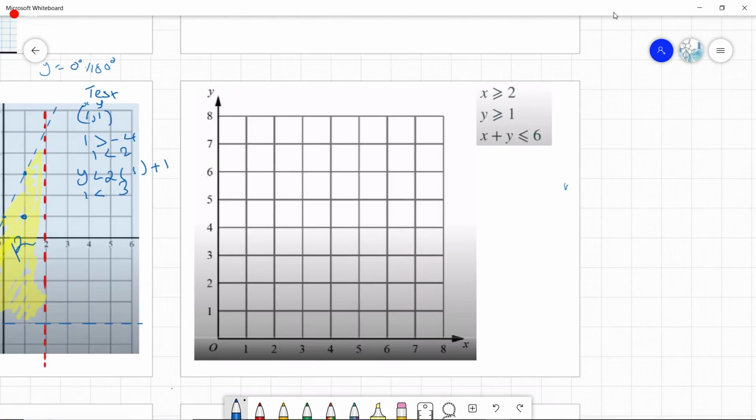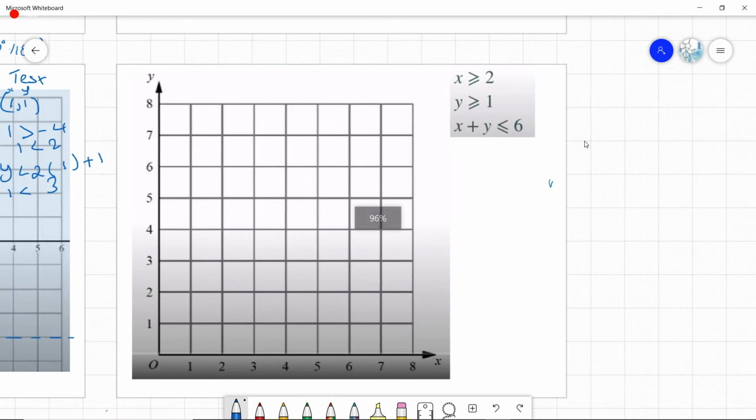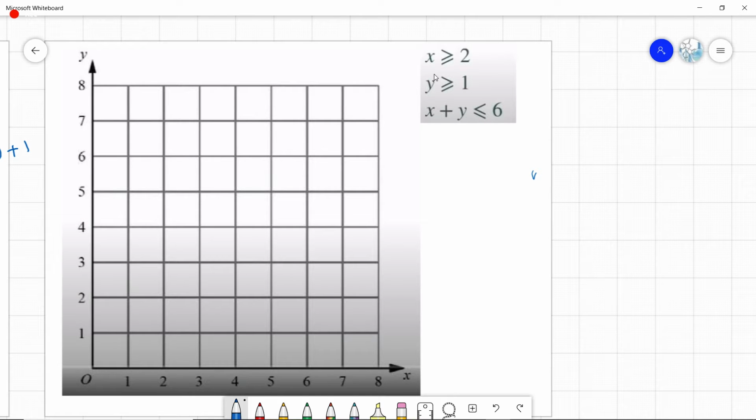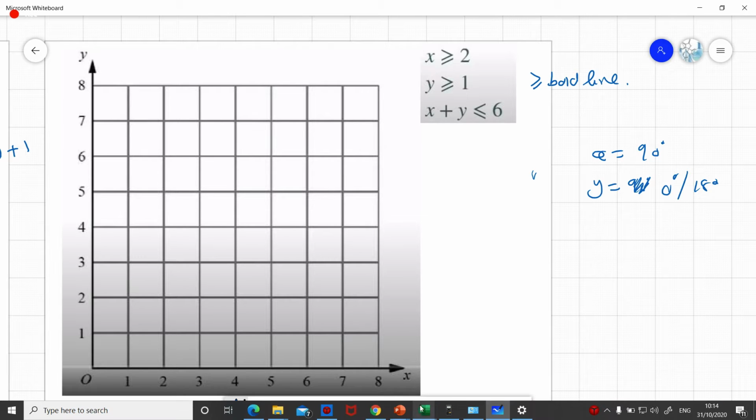So let's move to this question now, right here. The difference between this question now, guys, is that here we have equal to. And we said in the previous question, if we have something equal to, we'll have a bold line. So again, we have a similar situation. We have x is something 2. We said if x equals or y equals, y will always be, sorry, y would always be 0 degrees / 180, and x would definitely be 90 degrees. So x is greater than or equal to 2.